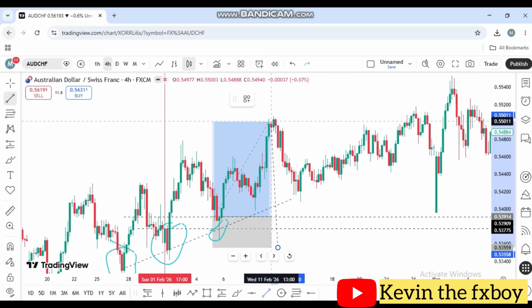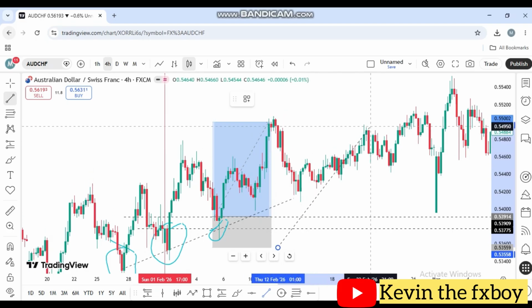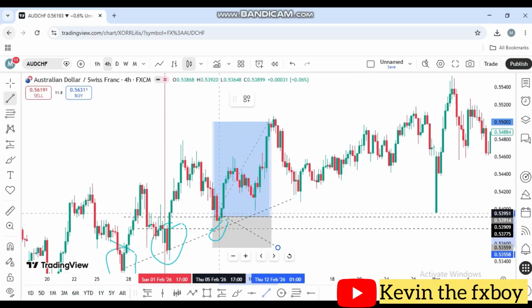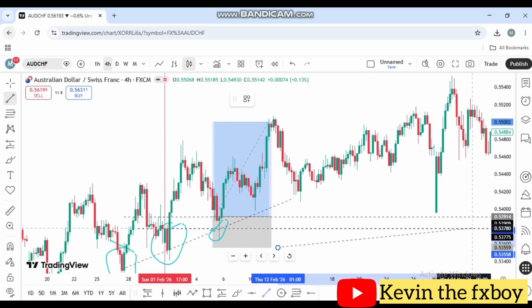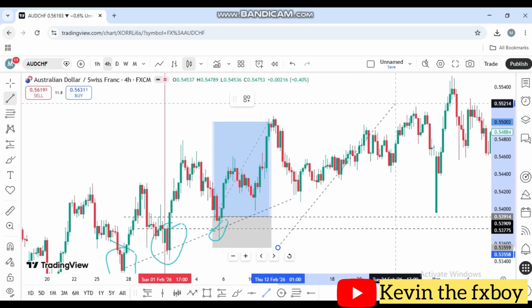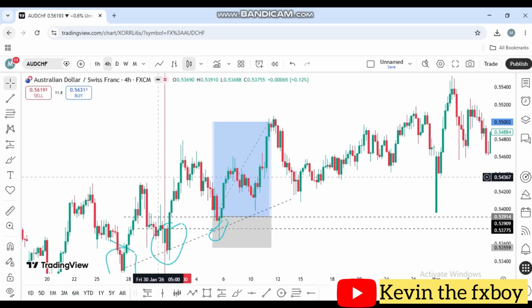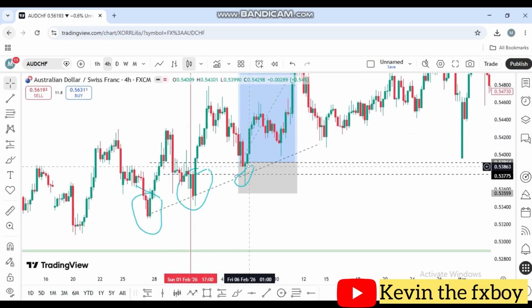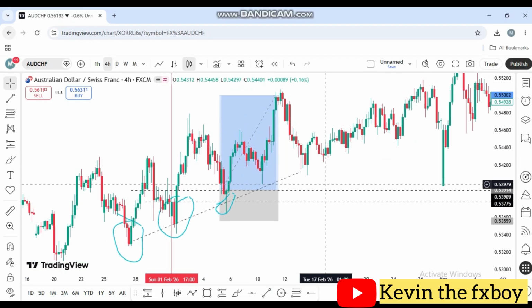And if you're also the type that likes to use multiple entries, I advise you take partials and then leave a runner at break even. In this case, break even was never hit till it gets to this level. So that's how I was able to cash this nice 1 to 3 trade on AUD CHF.